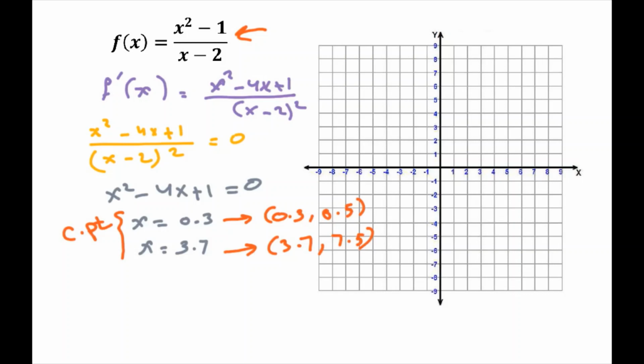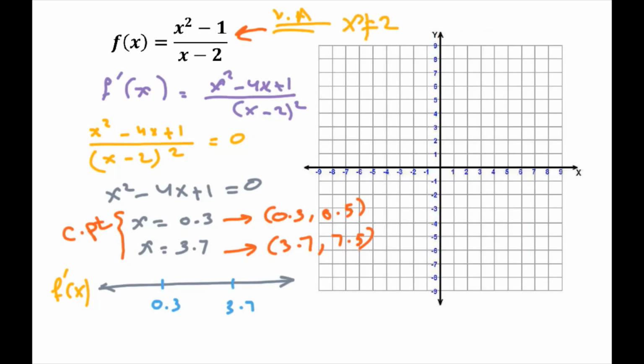Now you need to study the sign. So at 0.3 and 3.7, if you study the sign before, within, and after, you need to study the signs for f prime of x. However, I forgot something here, which is the vertical asymptote, most important. x cannot be equal to 2. So I need to include 2. Where is 2? 2 is going to be somewhere here.